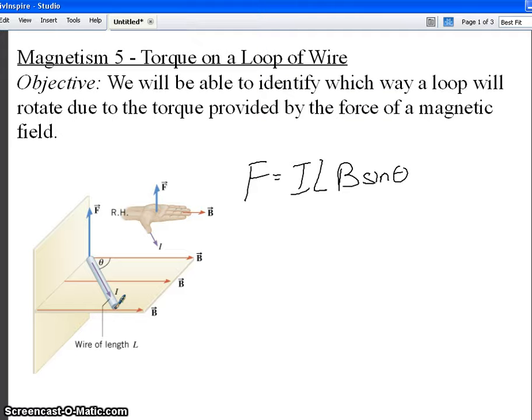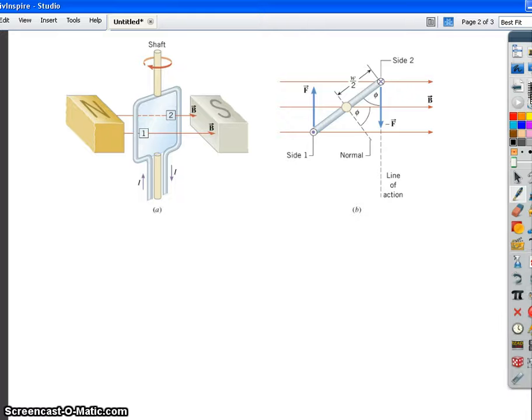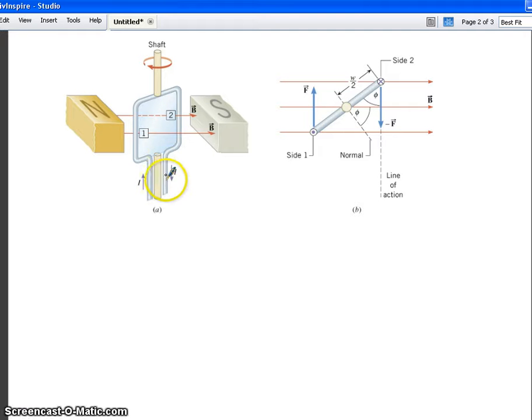So what if we have a loop of wire? So here is a loop, and we're going to send a current through this loop here.